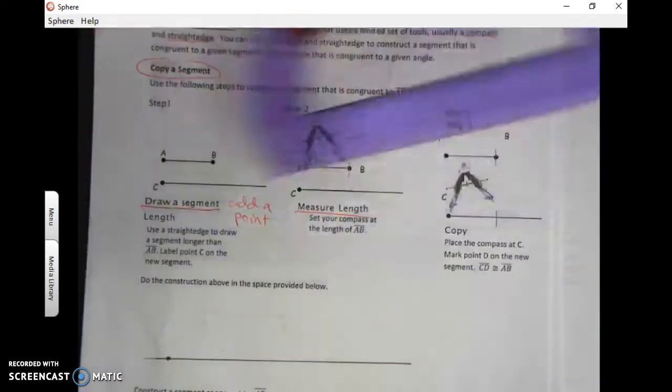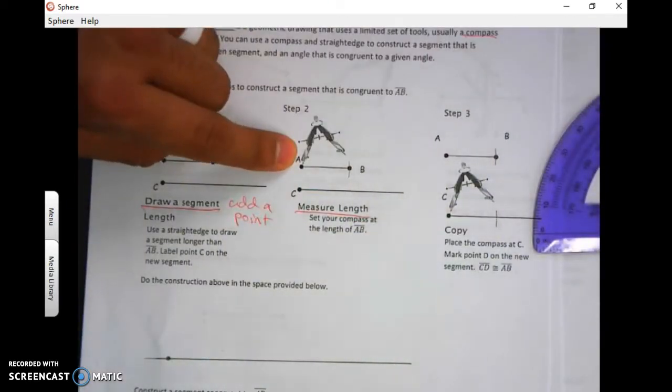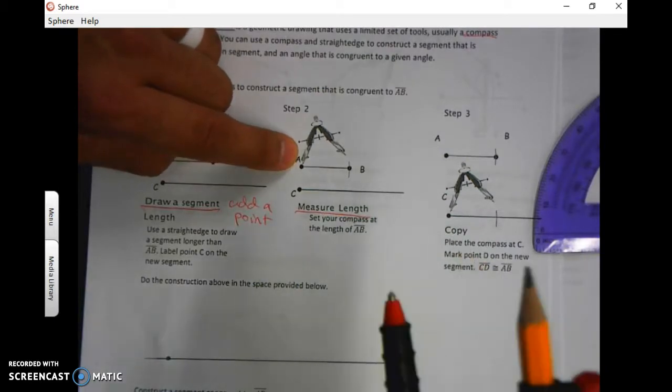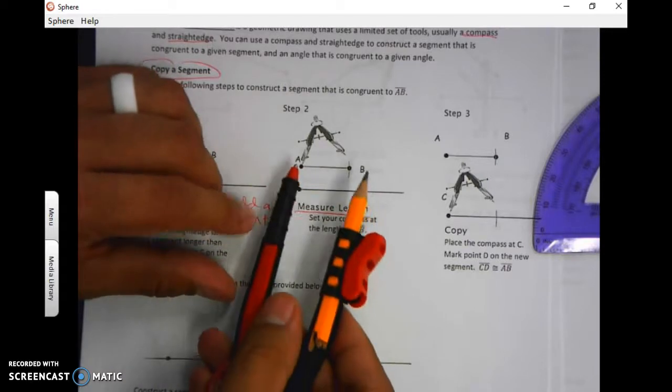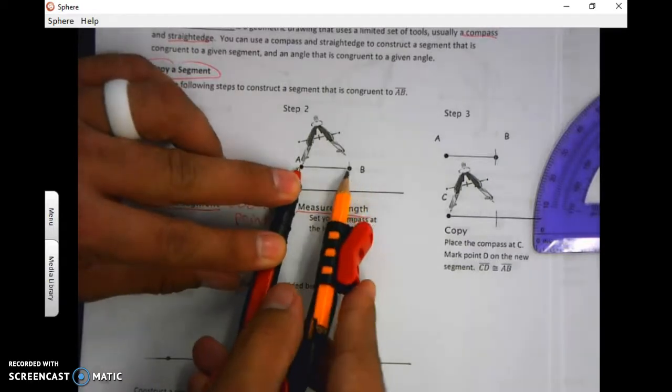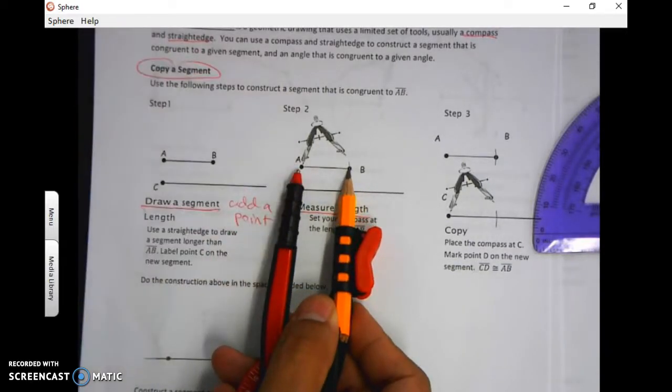Here's how you're going to do it. When it says measure, look at the picture. That's how they want you to measure. So I want you to take your compass, okay? Put the pointy part at A and the pencil at B, just like I just did. Okay? That is what we call measuring it. You're measuring it with your compass.